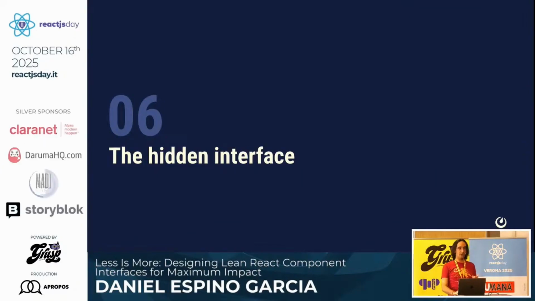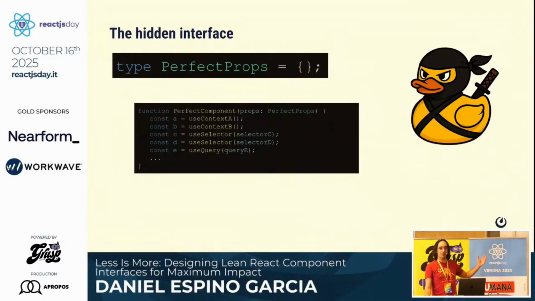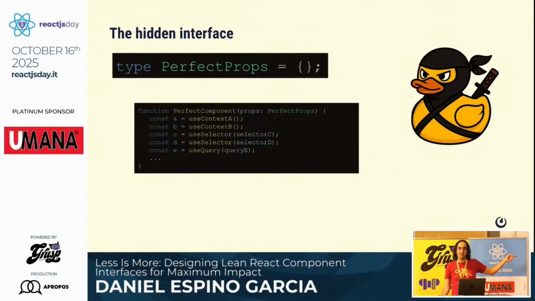But there's one thing that we cannot forget, which is the hidden interface. We are talking all the time about props. And actually, you could create the perfect component. The perfect component is that one. You don't have any props. You just have it and you use it. The problem is when that perfect component inside is like that.